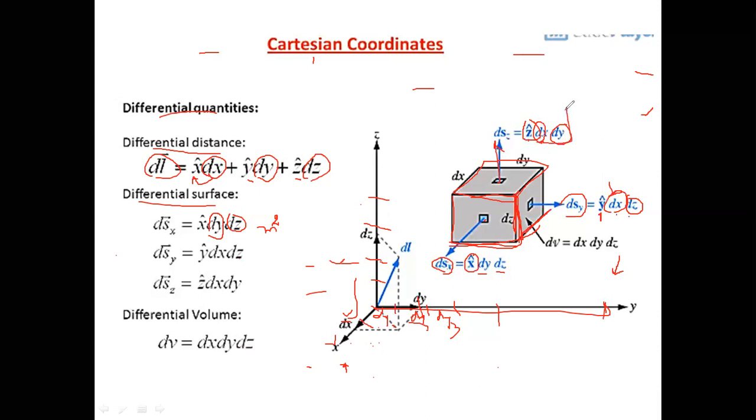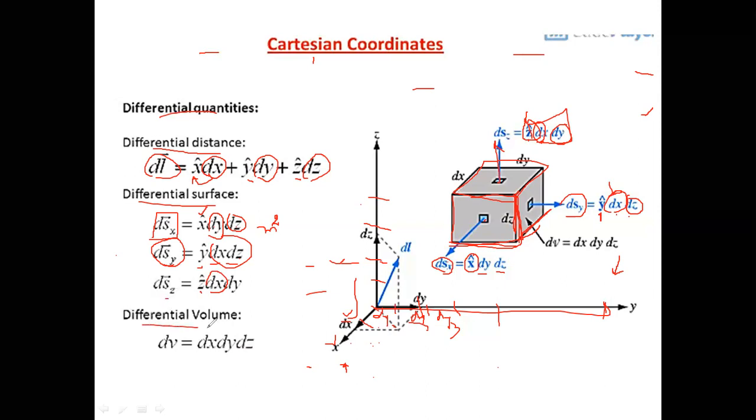This is the magnitude of the surface, and it will be directed towards the z. So ds surface along the x-axis will be dy into dz. Surface along the y-axis, the magnitude for this will be dx, small length of x, and small length of z. Similarly, dsz is dx into dy in the direction of z.